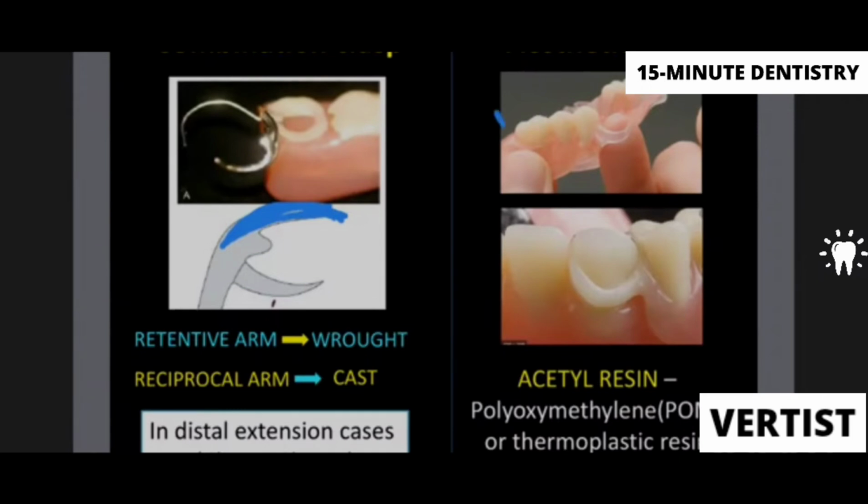And that's your aesthetic clasp, wherein you can see that this looks purely like it's blending with the tooth. When you want to particularly use it on a canine, then you can use these kinds of aesthetic clasps. They are acetal resin clasps or thermoplastic resins, which are used as materials for aesthetic clasps.